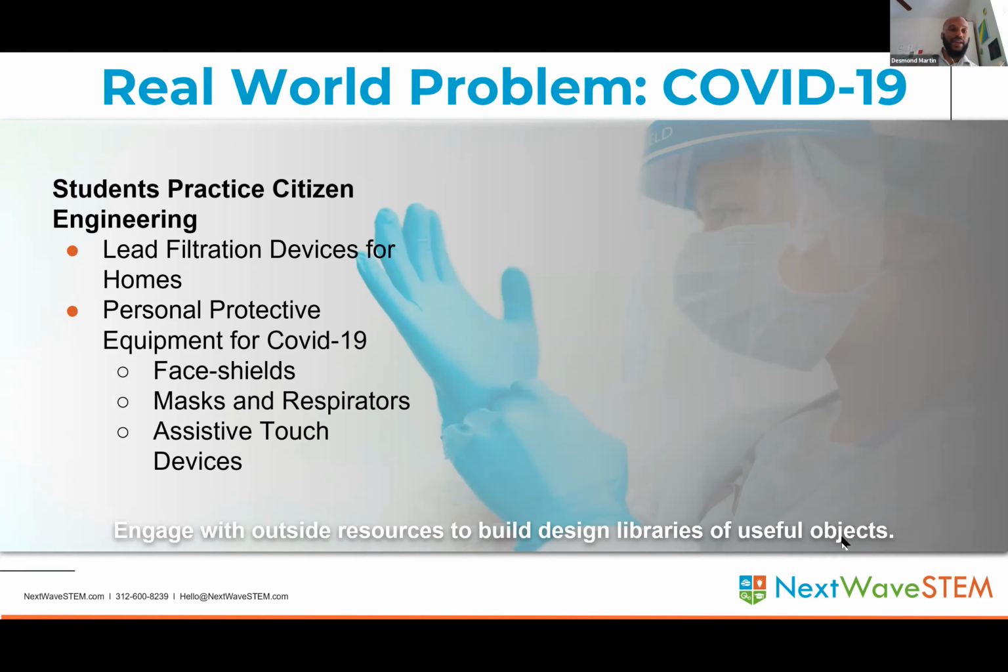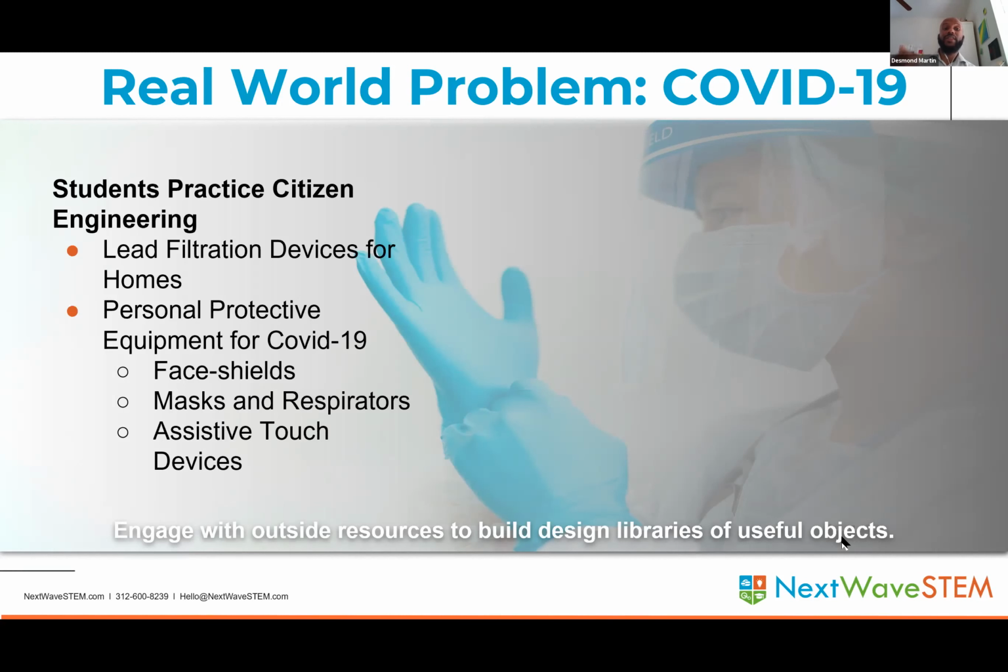What can we design and print? What can we iterate? What can we make better for our community members? Well, we've seen, once again, lots of really great stories during this entire time that many of us have been in quarantine and been responding to this crisis about the kind of really powerful protective equipment that students have been able to design and manufacture with their 3D printers.